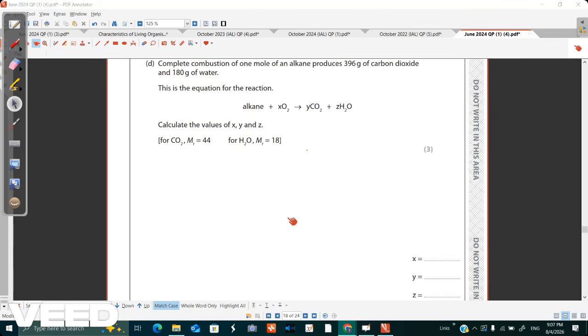Complete combustion of 1 mole of alkane produces 396 grams of carbon dioxide and 180 grams of water. What is the equation for the reaction? This is the equation for the reaction. Calculate the values of x, y, and z.